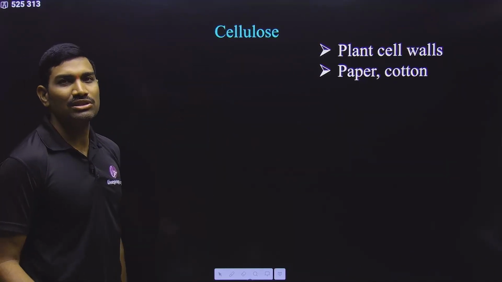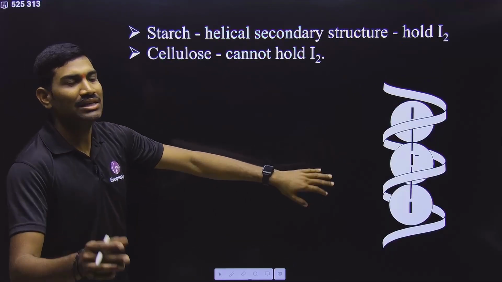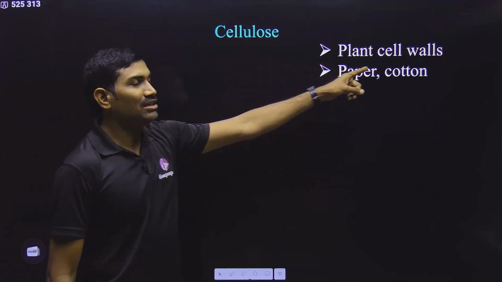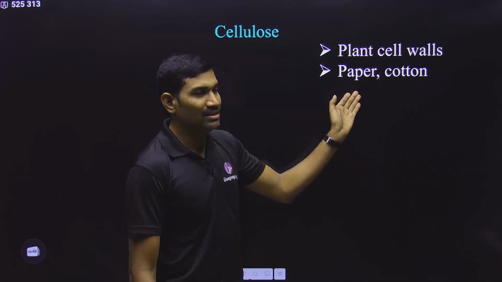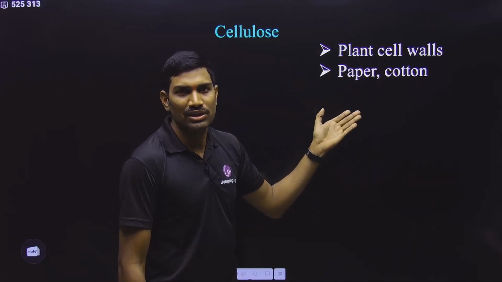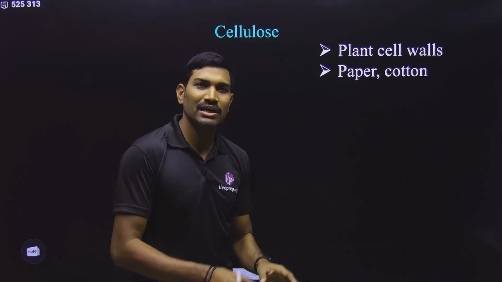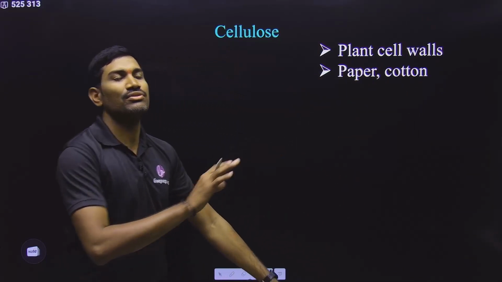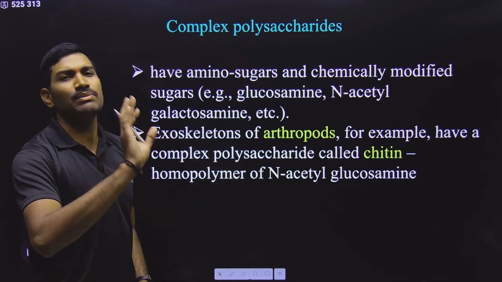Now we will talk about the cellulose. Just now we studied that cellulose cannot hold iodine because it does not have helical structure, and the cellulose is generally seen in the cell walls of plant cells. And whatever paper and whatever cotton that we are using, all these mainly consist of cellulose only. So some examples they gave in NCERT, at least NCERT examples, please remember.